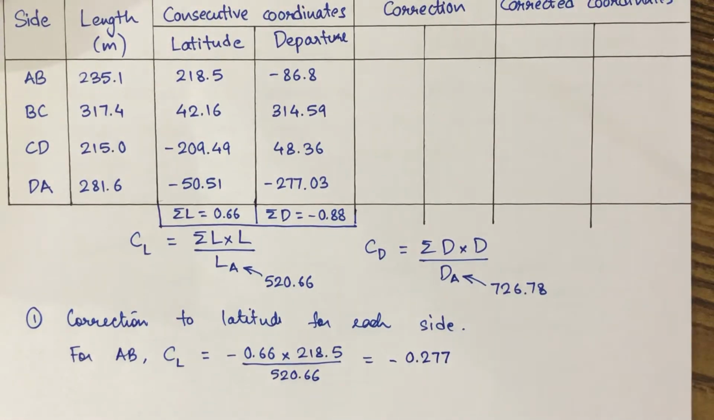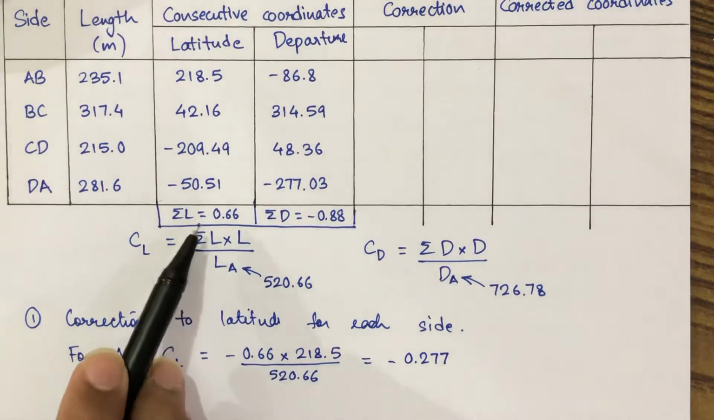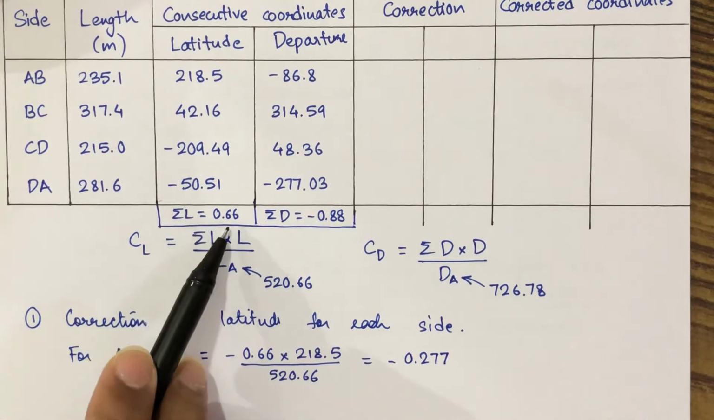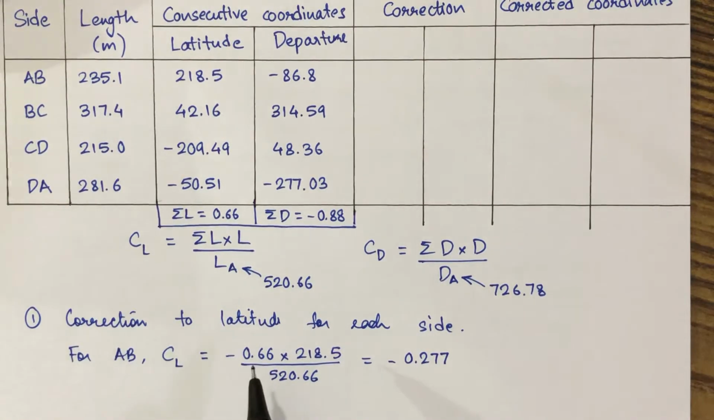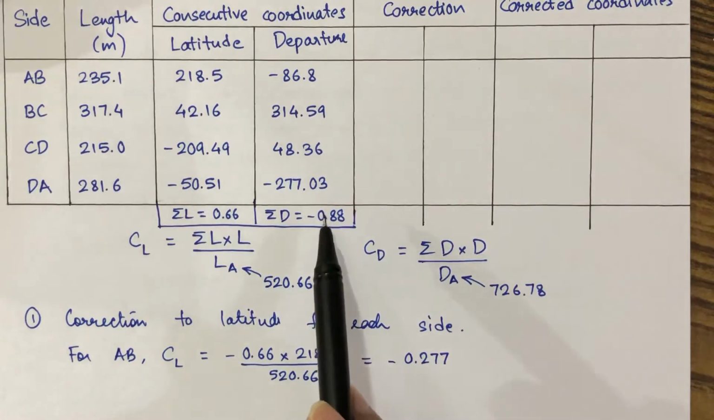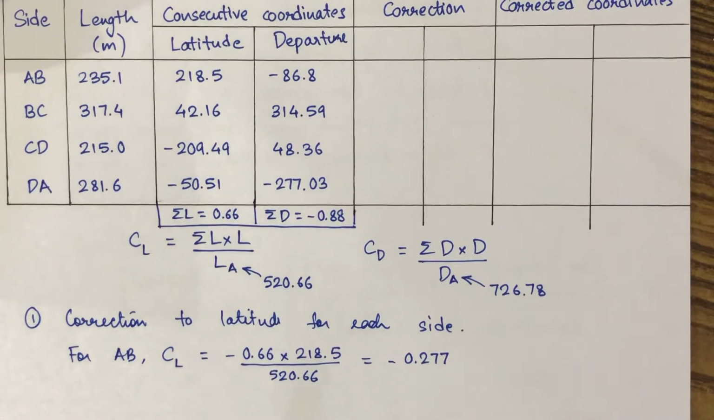0.277. You have to keep in mind that if summation capital L is 0.66 positive, here it will be minus. If error is positive, correction will be negative. If error is negative, correction will be positive.